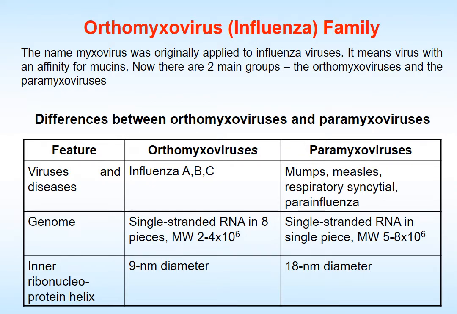Genome. Both families contain RNA, but in the case of Orthomyxovirus, the RNA is segmented into 8 pieces, and in the case of Paramyxovirus, it is single-stranded RNA in a single piece, with a different diameter of the inner ribonucleoprotein helix.